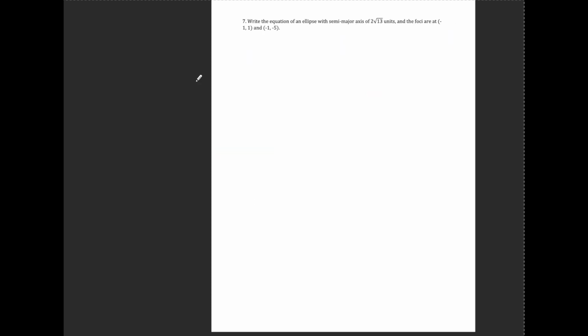Number 7, write the equation of an ellipse with semi-major axis of 2 root 13 units and the foci are at (-1, 1) and (-1, -5). So we know that the semi-major axis is equal to a. So that tells me that a is 2 root 13. I'm going to sketch the foci so that I can find the center of this ellipse and so I can figure out if it's an x-type or a y-type.